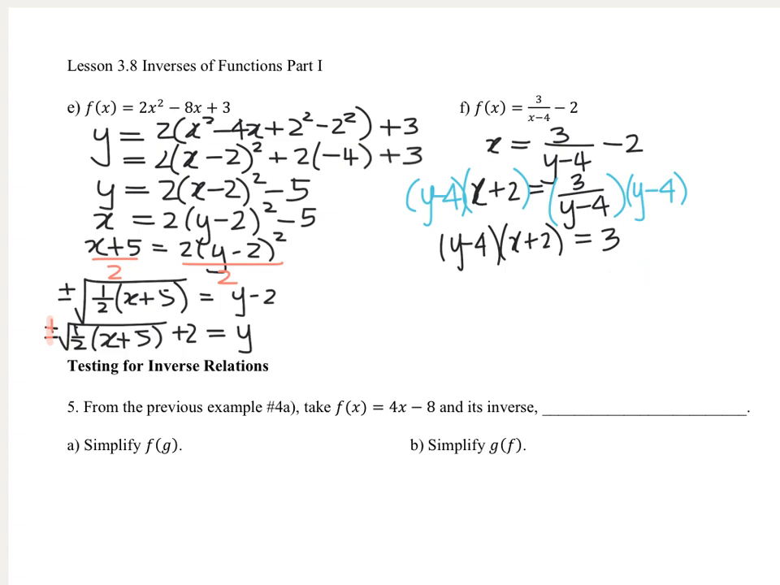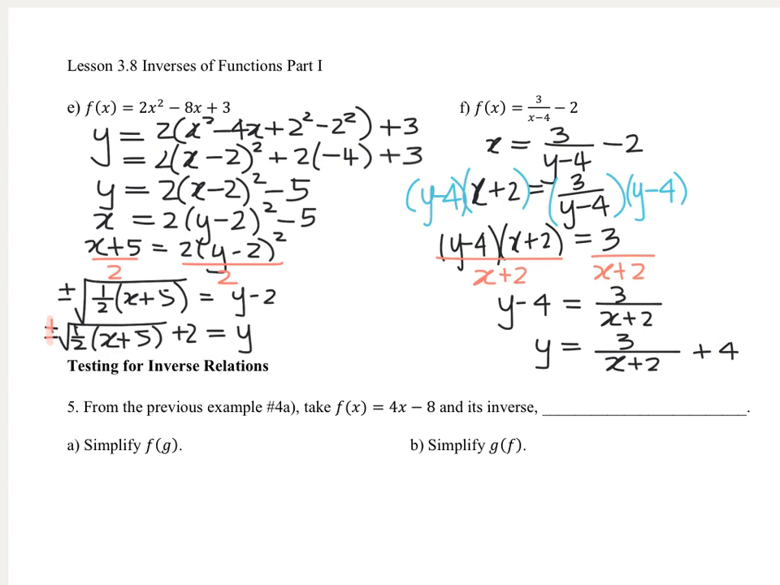Okay, and the reason why we want to do this is because now, in order to get y minus 4 by itself on the left side, you can simply divide both sides by the entire binomial x plus 2. And that will then give us, on the left side, y minus 4 equals 3 over x plus 2. And then our final answer is going to be to move the 4 over to the other side. That'll give us 3 over x plus 2 plus 4 equaling y.